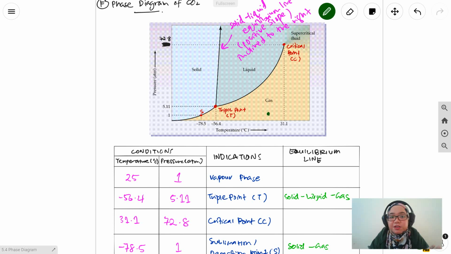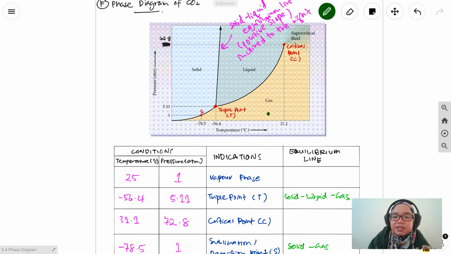So carbon dioxide ni dia memang dekat room temperature dia gas phase lah kan. Vapor phase ataupun gas phase. Tak ada pun kita nampak dekat room temperature ni ada carbon dioxide seketul, tak ada kan? Sebab dekat room temperature carbon dioxide dia exist as gas phase ataupun vapor phase. Okay, so now kita tengok at negative 56.4 and at 5.11 atm adalah dia punya triple point where carbon dioxide exists as liquid, solid and gas in equilibrium.